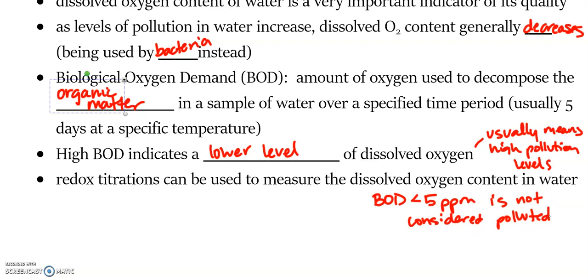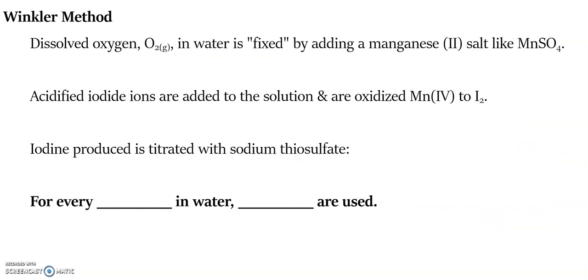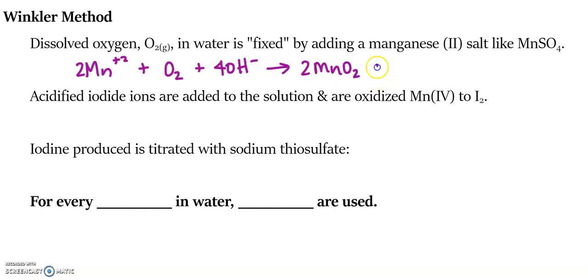We can use redox titrations to measure how much dissolved oxygen there is. The Winkler method goes through a few reactions with your water sample. First, your dissolved oxygen, you need to fix it. What that means is we're going to take manganese, 2 Mn2+, and add that to your water. It'll react with the oxygen and you're going to get 2 MnO2 plus 2 waters. This will be noted by the MnO2, which is a brown precipitate.